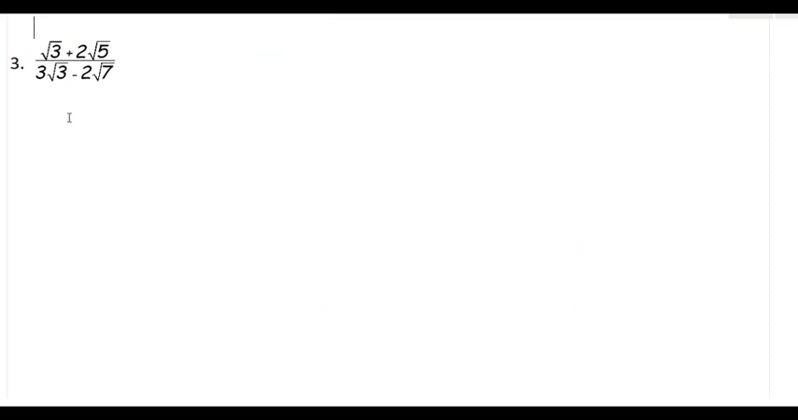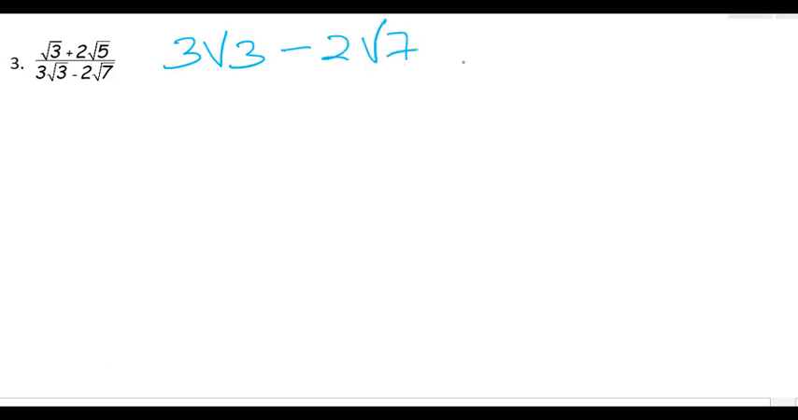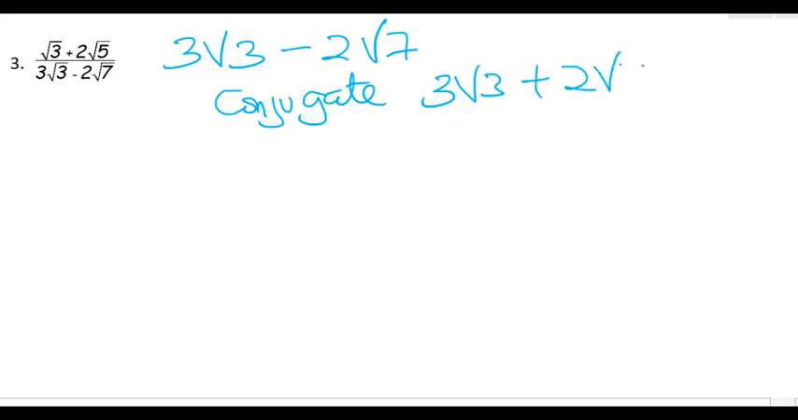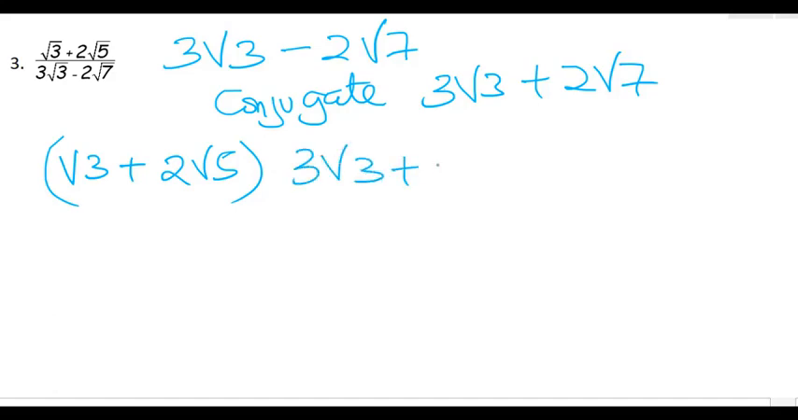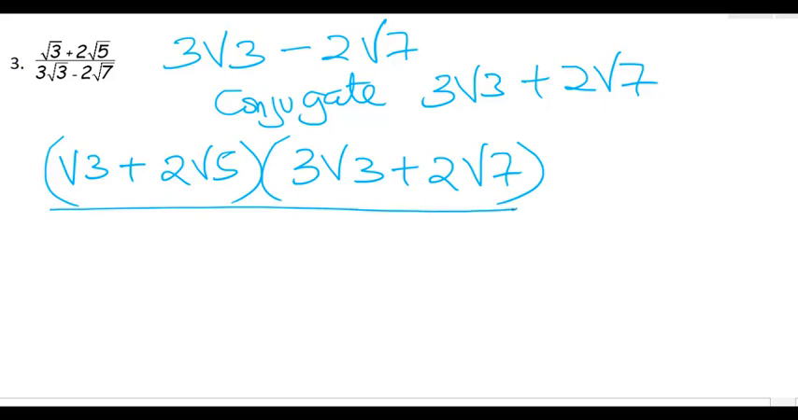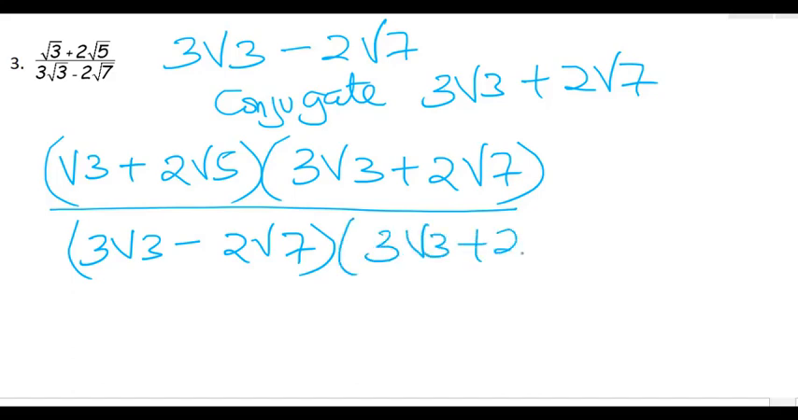Our example number 3, we have root 3 plus 2 root 5 over 3 root 3 minus 2 root 7. Our denominator is 3 root 3 minus 2 root 7, which implies that its conjugate is 3 root 3 plus 2 root 7. We multiply the numerator and the denominator by this conjugate, and we're going to have root 3 plus 2 root 5. We multiply by the conjugate 3 root 3 plus 2 root 7. This term we divide by 3 root 3 minus 2 root 7. Multiply that by 3 root 3 plus 2 root 7.